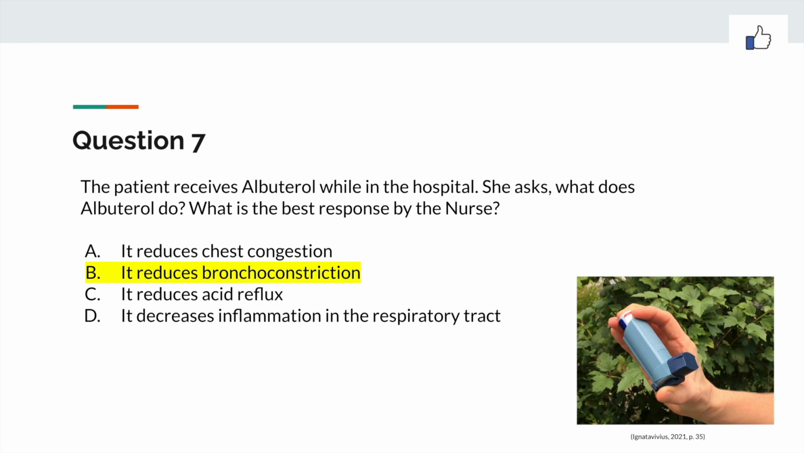Question 7, the patient receives albuterol while in the hospital. She asks, what does albuterol do? What is the best response by the nurse? So it reduces bronchoconstriction, reduces that constriction in the bronchioles, and helps with easier breathing.